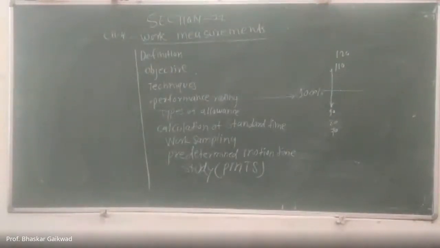can use the two types of allowance in the working condition. First is personal allowance, which means within the 8 hours, the workers will require certain time for their personal needs, maybe lunch, going to the toilet, certain rest. So this comes under the personal allowance. And the next allowance is the contingency allowance.